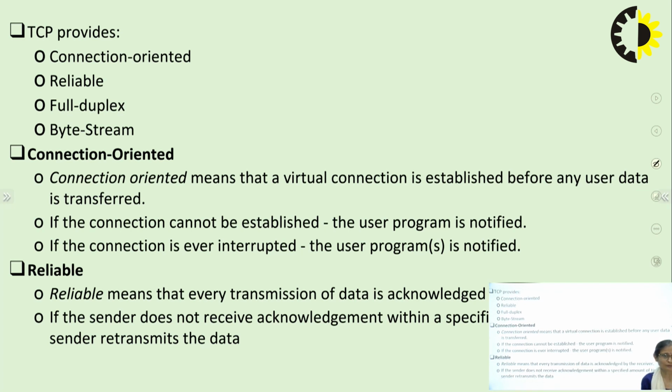It is a reliable protocol, and what does reliability mean here? It means that every transmission of data is acknowledged by the receiver. That is, as soon as the receiver receives the data, it will send the acknowledgement to the sender. Now, if the sender does not receive the acknowledgement within a stipulated amount of time, then it will retransmit the data.